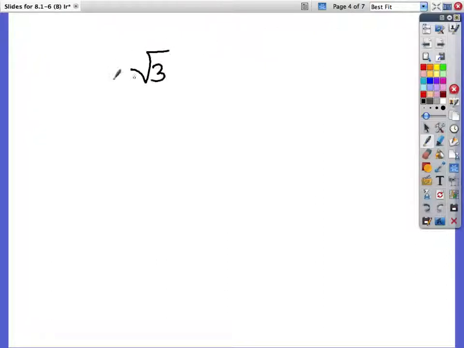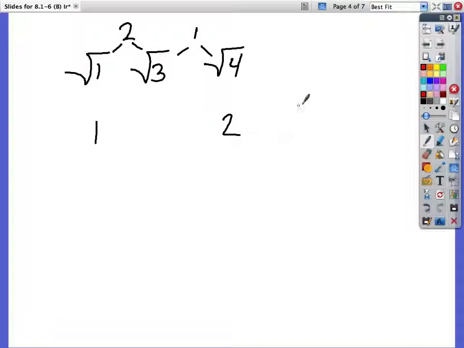The square root of 3 is right between the square root of 1 and the square root of 4. In other words, it's going to be between 1 and 2. But notice, 3 is 2 away from 1, and it's only 1 away from 4. Because of that, I'm going to start guessing closer to 2 than I am to 1. So I'm going to start out with 1.7. I wonder what 1.7 squared is. And I'm going to do that math really quick.